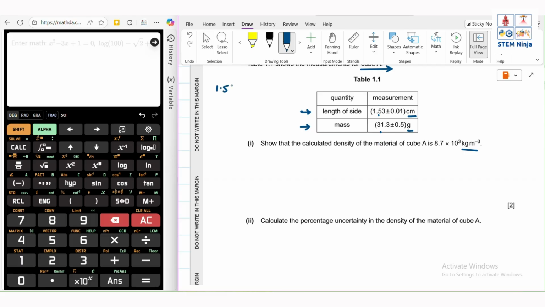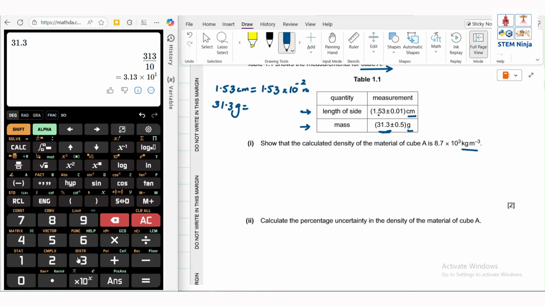So 1.53 centimeter converts to basically 1.53 times 10 raised to power minus 2 meters. This is already 31.3, so 31.3 grams when we convert this into kilograms, 31.3 divided by 1000.